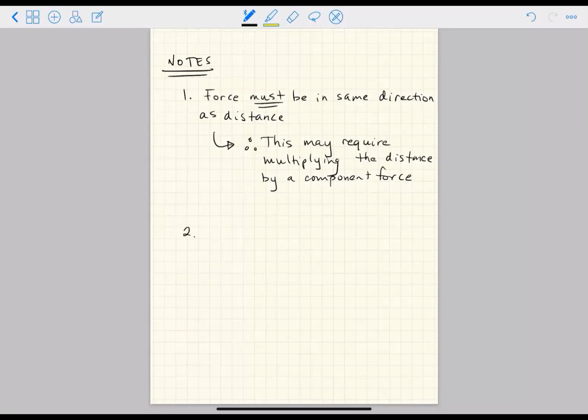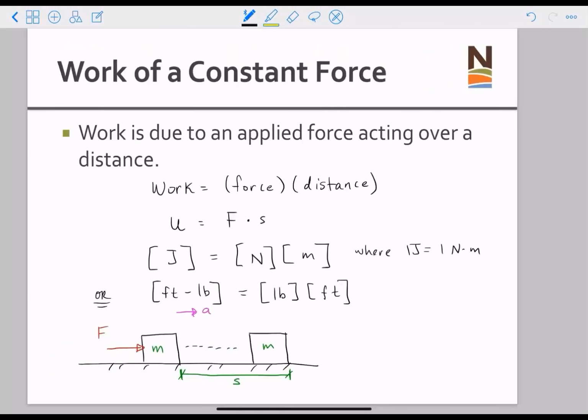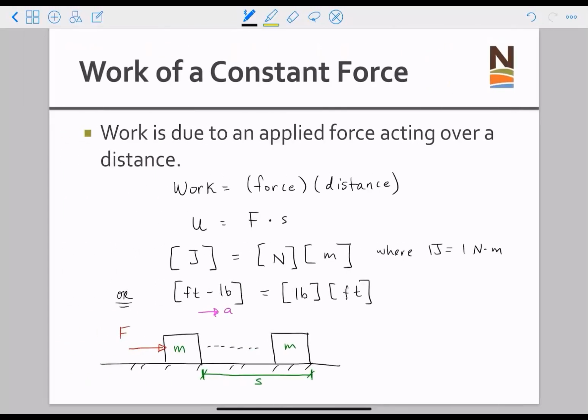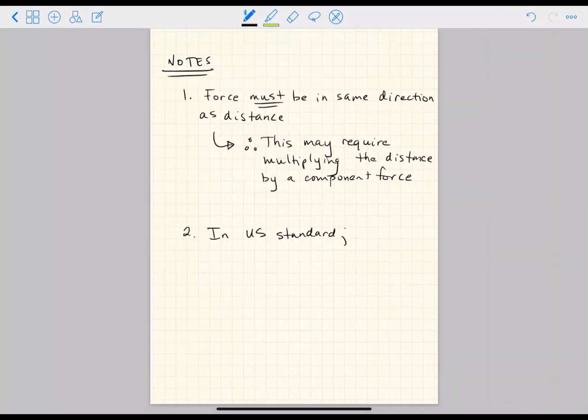Number 2, so that's really the most important point here. One thing I didn't specify as I was going through that first page is that in US standard or US customary units, work has units of foot-pounds. So we go back here. Where I showed here foot-pounds on the left, even though I'm multiplying it by pounds times feet. Does that really matter? Not especially, but the standard is to show it as foot-pounds. So in US standard, work has units of foot-pounds.